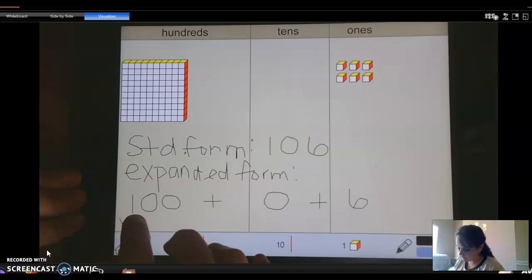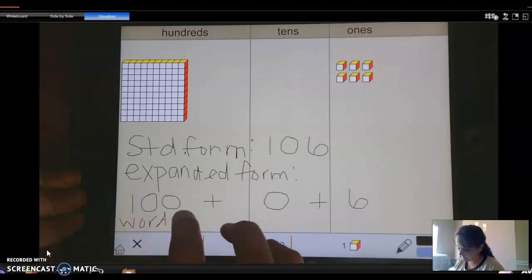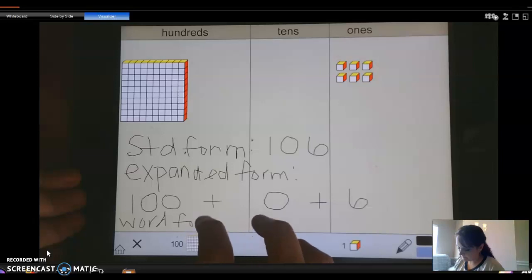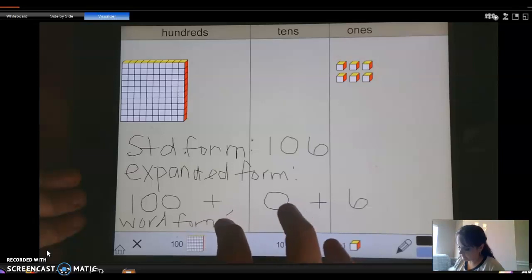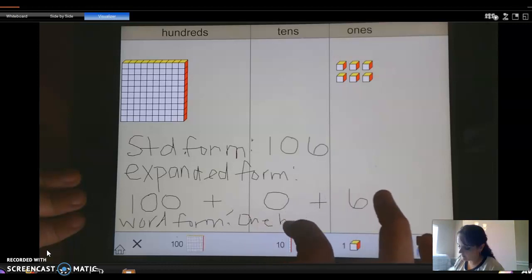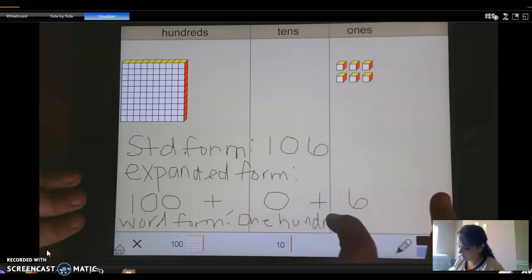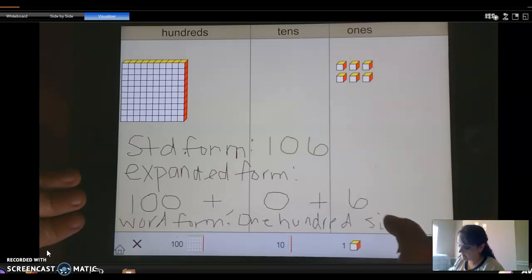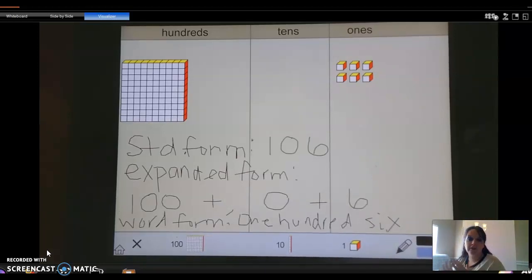And then in word form, we're going to write 106. Now there's no "and" word in it because when you get a little bit older in 4th and 5th grade and we start talking about decimals, the word "and" means you have a decimal. In the number 106, there is no decimal.